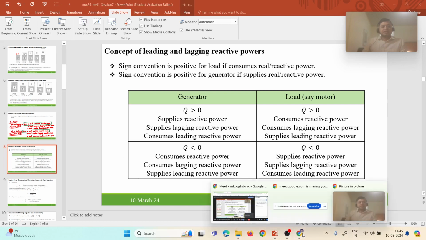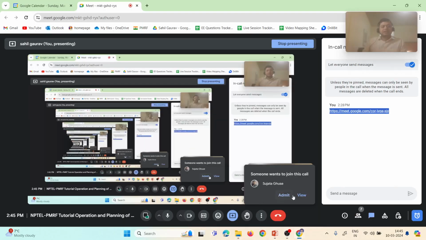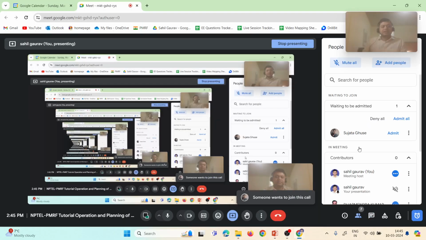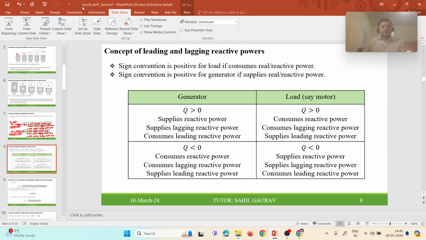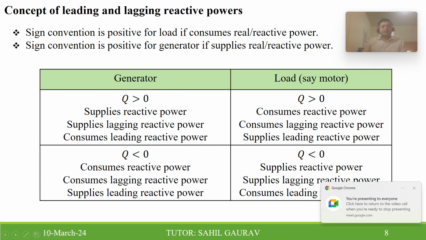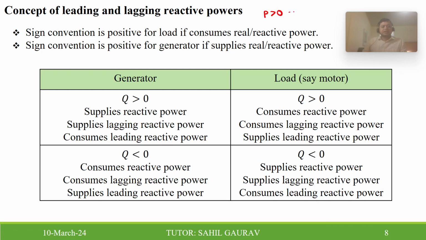Okay, sir. But actually, when we solve network problems, if power is positive across any element, we assume that it consumes the power. If power is negative across any element, it means it delivers the power in the case of a network circuit. Yeah, you are saying that if P is positive, that means it consumes active or reactive power. So in networks, we are dealing with the loads. That's why this first point is very important.